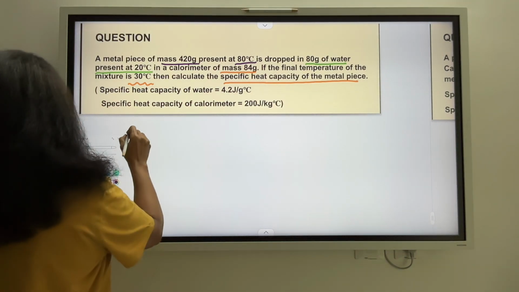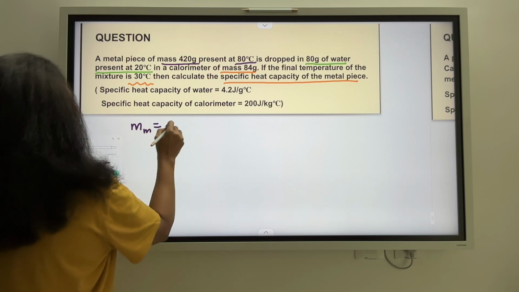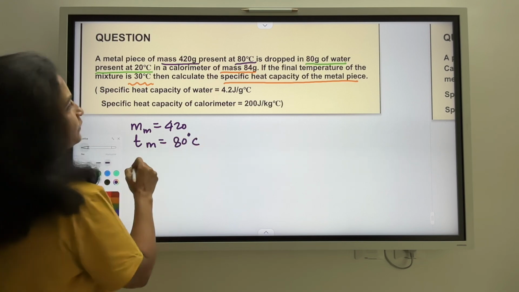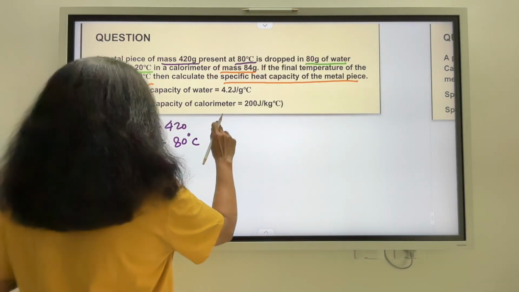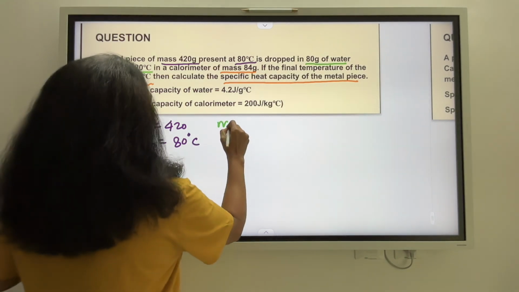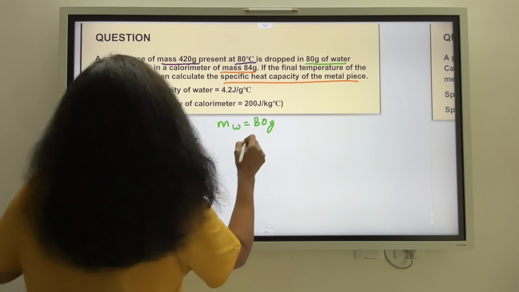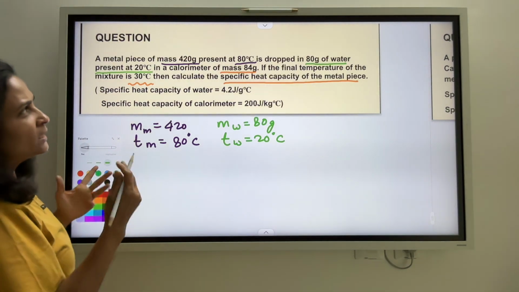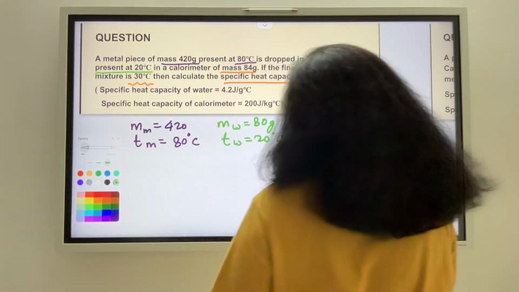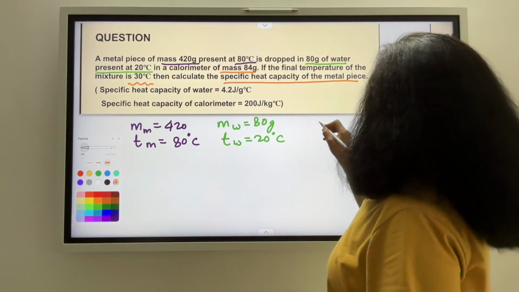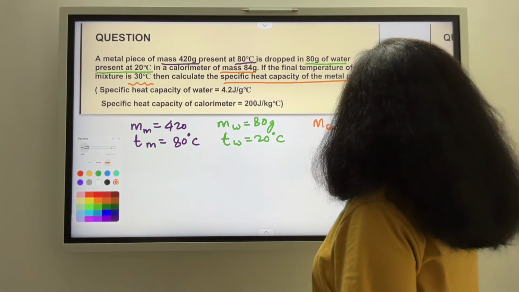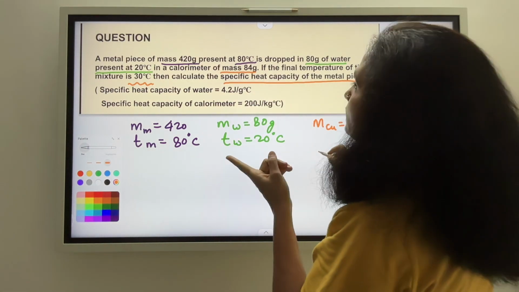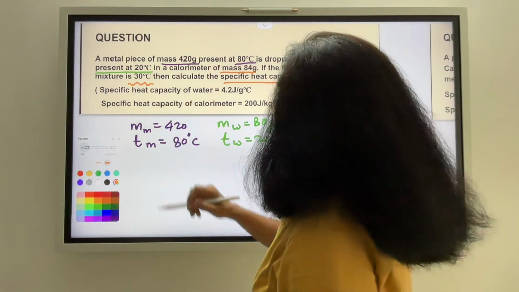So we have the mass of metal, which is 420. The temperature of the metal is 80 degrees centigrade. The second thing which we have is water. What is the mass of water? My mass of water is 80 gram. And what is the temperature of water? Well, it is 20 degrees centigrade. And finally we have a copper calorimeter. What is the mass of my copper calorimeter? Let us write it as Cu. Copper calorimeter is 84 gram. And we have a final temperature of 30 degrees centigrade.